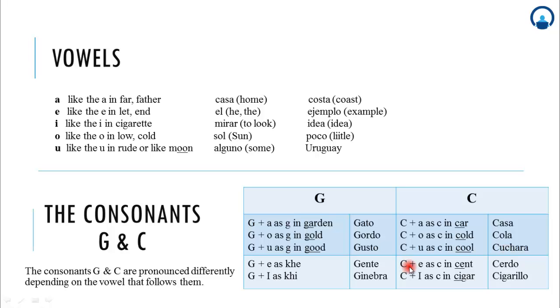If the letter C is followed by E, it is pronounced as se. For example, cerdo. C, if followed by I, it is pronounced as si. For example, cigarrillo. This is not cigarillo, this is cigarrillo, because the double L is pronounced as ya. So this gives the pronunciation cigarrillo. That means cigarette.